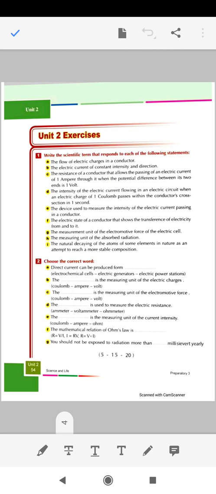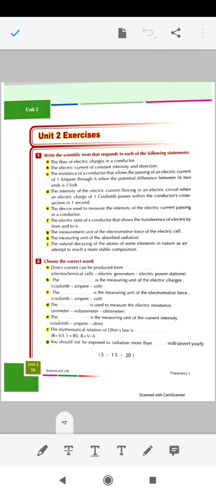Measure the intensity, so that's an ammeter. Next, F: the electric state of a conductor that shows the transference of electricity from and to it. We already said electric state while solving lesson 1. Bravo, electric potential, not potential difference. Electric potential. Okay, the measurement unit of electromotive force is the volt.